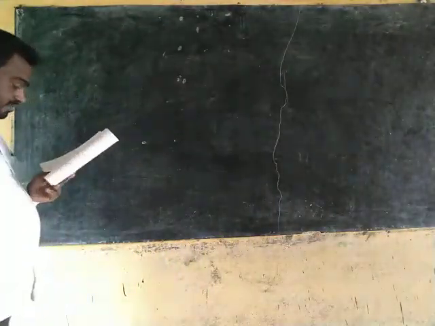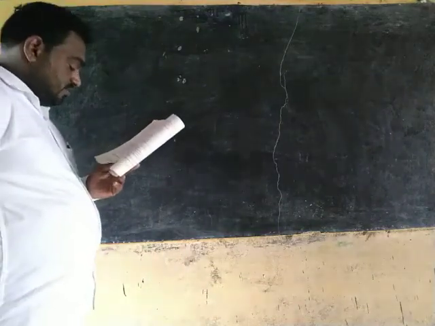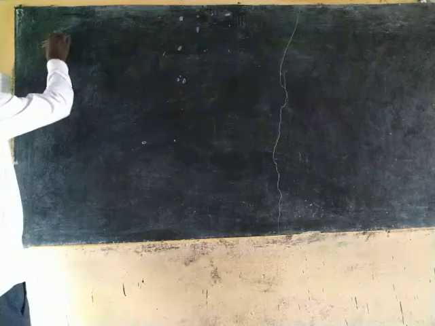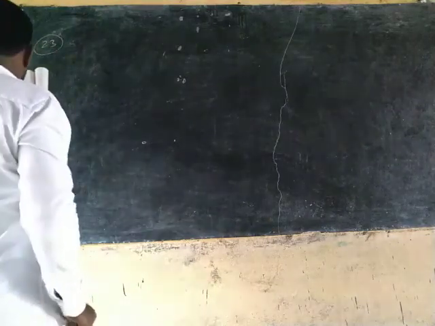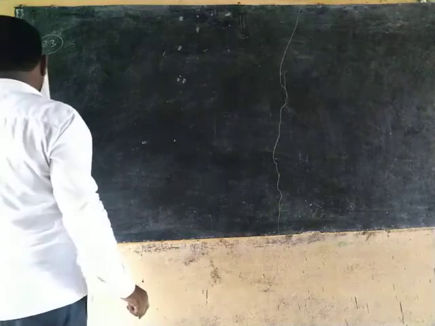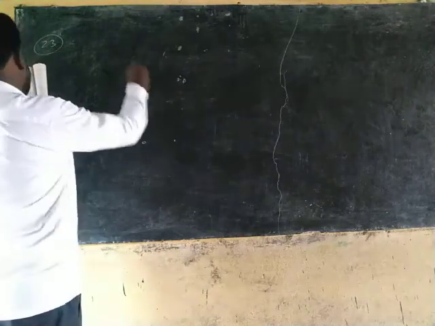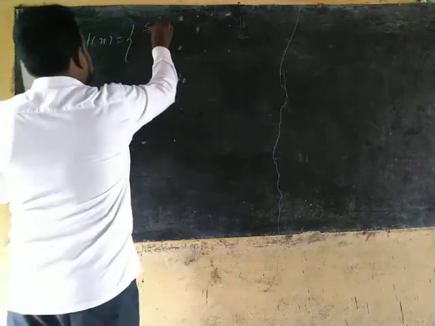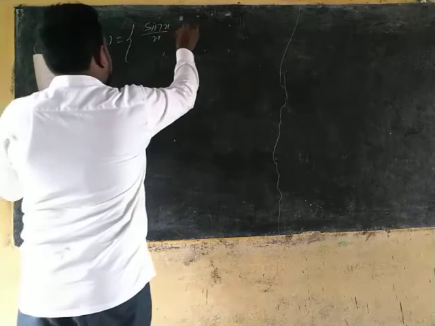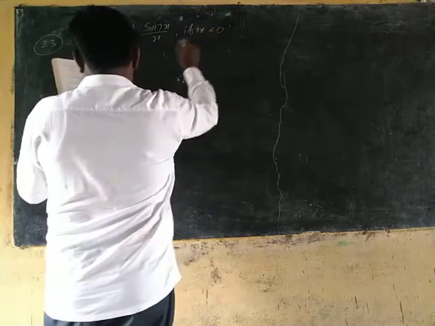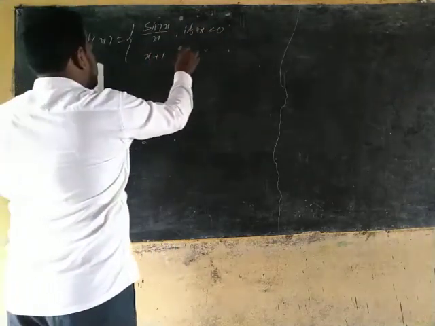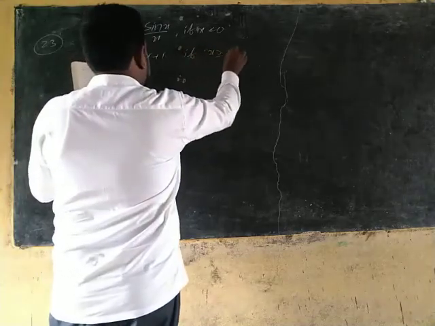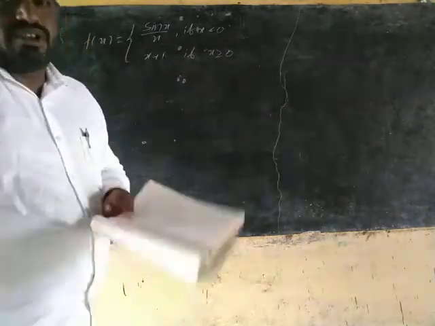In the last video, in exercise 5.1, we finished up to 22 questions. Now question number 23. Find all the points of discontinuity of f, where f of x is equal to sin x by x if x is less than 0, and x plus 1 if x is greater than or equal to 0. What we need to find here?